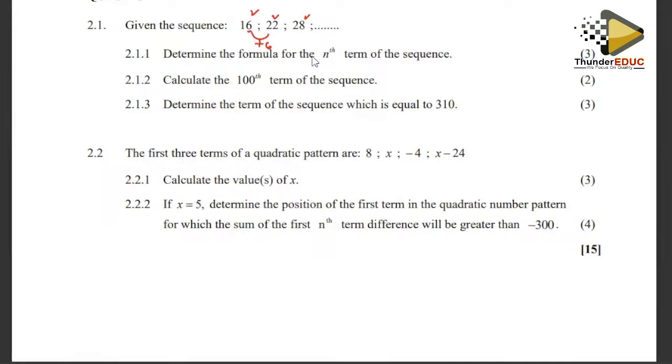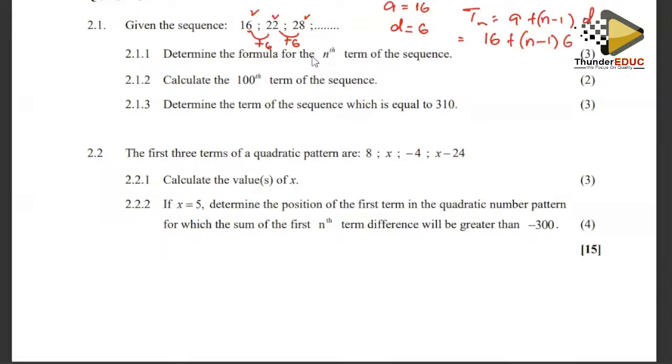And then if I add 6 again, I'll get a 28. So this is arithmetic. My a is 16, my d is 6. Okay, so for me to get the nth term from my formula page, it's a plus (n minus 1) times d. What's our a? It's going to be 16 plus (n minus 1) multiplied by 6.